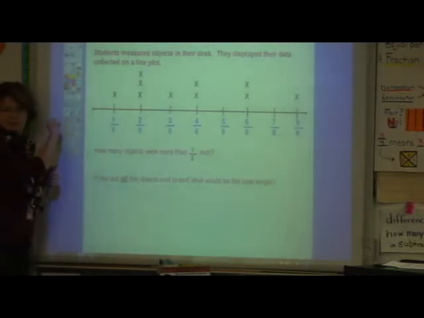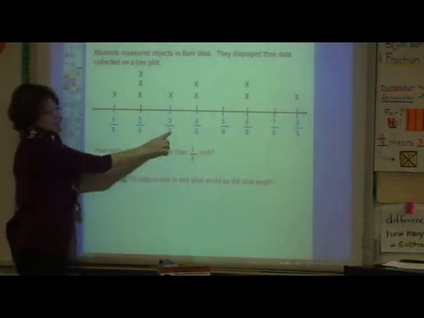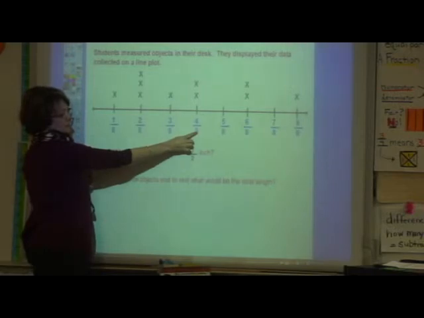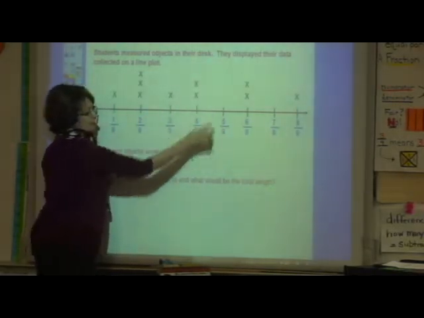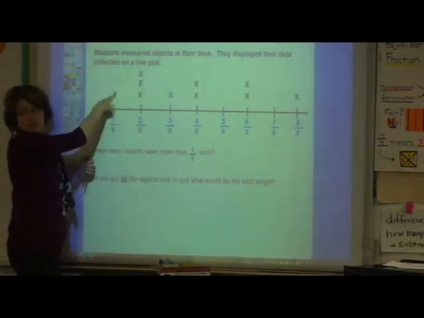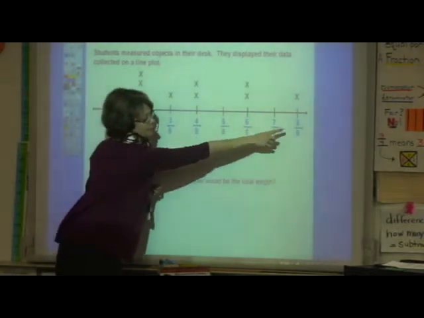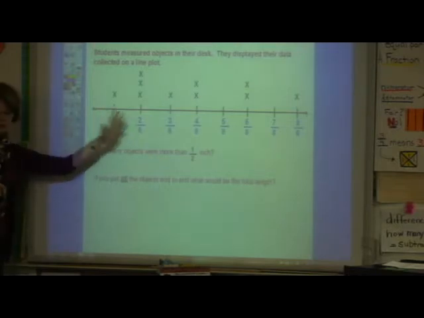That's the data. So how many students found an item that was 3/8 of an inch long? One. 4/8 of an inch? Two. How about 5/8? No one found a 5/8, and sometimes the kids will say these are votes. Kids voted for these. 6/8, two people, and then 8/8, one. So they need to understand that first.